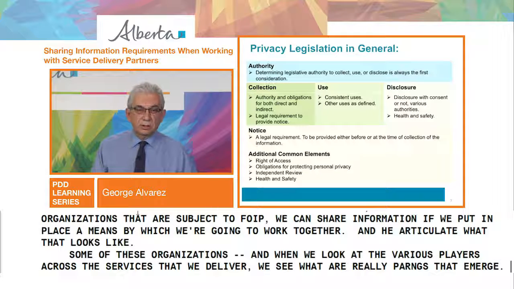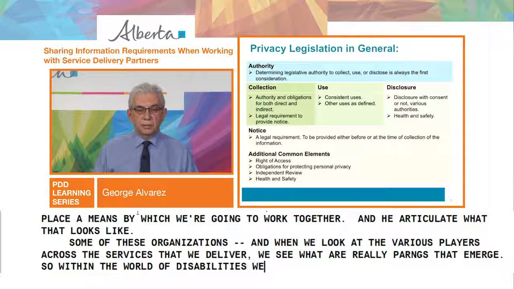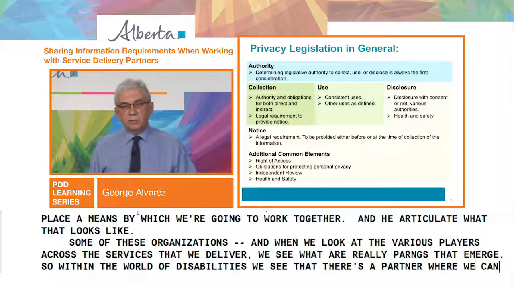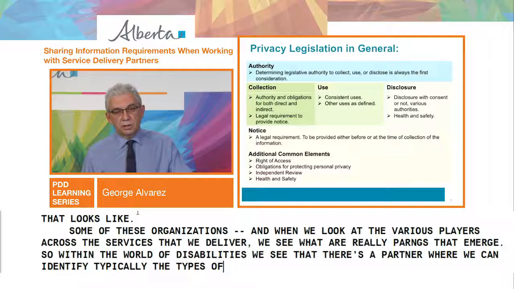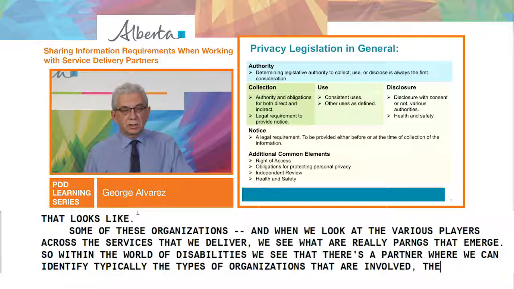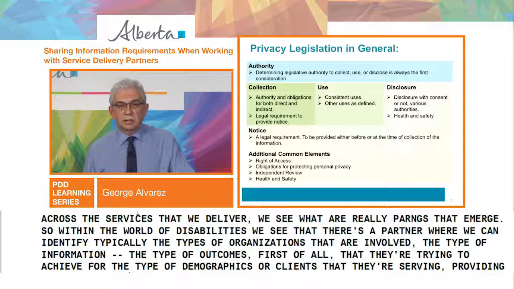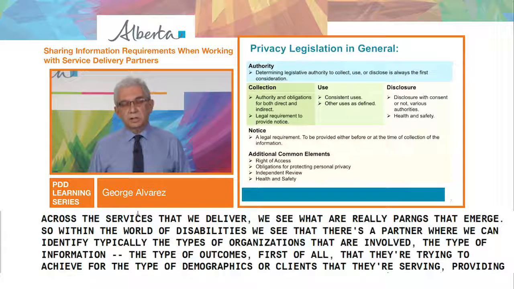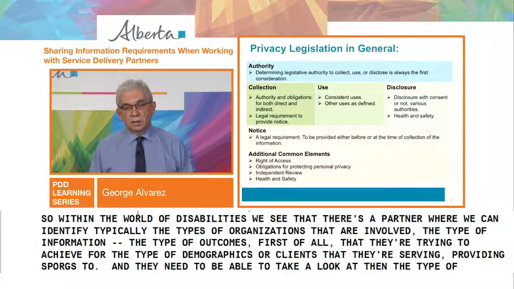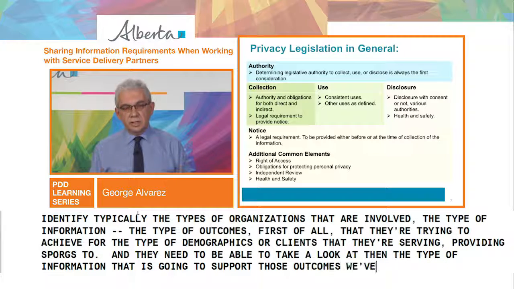So within the world of disabilities, we see that there's a pattern where we can identify typically the types of organizations that are involved, the type of information, the type of outcomes, first of all, that they're trying to achieve for the type of demographics or clients that they're serving, providing supports to. And they need to be able to take a look at then the type of information that is going to support those outcomes. What we've termed that as a collaborative service cluster. So it's typically the same sorts of things that we're seeing.